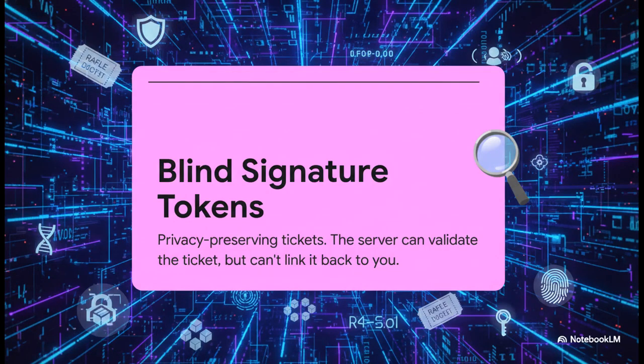So how on earth does that even work? The tech behind it is called blind signature tokens. And here's a cool way to think about it. Imagine you write a secret message on a piece of paper, put it in an envelope with carbon paper on top, and give it to someone to sign. They sign the outside of the envelope, and the signature transfers through the carbon paper onto your secret message inside. They hand it back. Now, you have a message they've officially signed, but they have absolutely no idea what the message says. That's kind of what's happening here. The server validates your token without ever being able to link that specific token back to you.